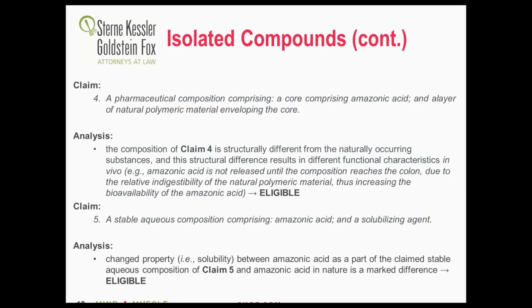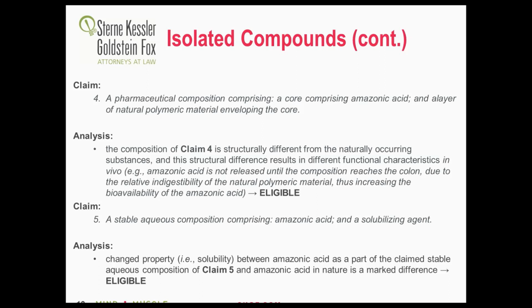So claim 1, purified amazonic acid. No markedly different characteristic can be found in these facts, and so it's going to move through step 2A because it doesn't meet the markedly different test, goes to step 2B, and ultimately it's going to be found when we look at step 2B to be ineligible, since there's nothing more other than what you find in nature but in a purified form.